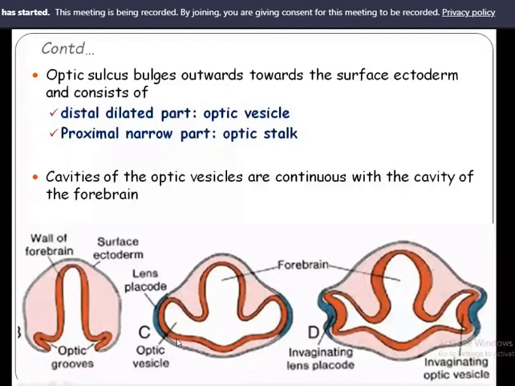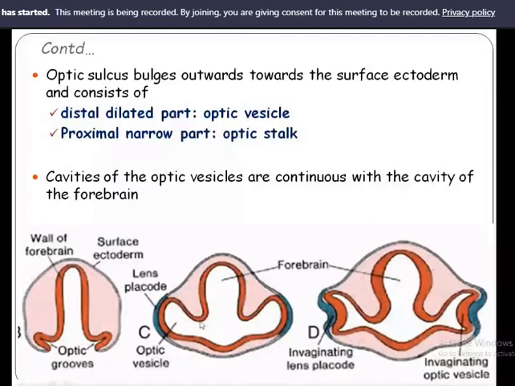One is the white part. This is the distal part, and this one is the proximal part. The distal dilated part is known as the optic vesicle, and this narrow, constricted part is known as the optic stalk. We have the optic sulcus. The optic sulcus will bulge out and form the optic vesicle and optic stalk. Okay, optic vesicle is distal.